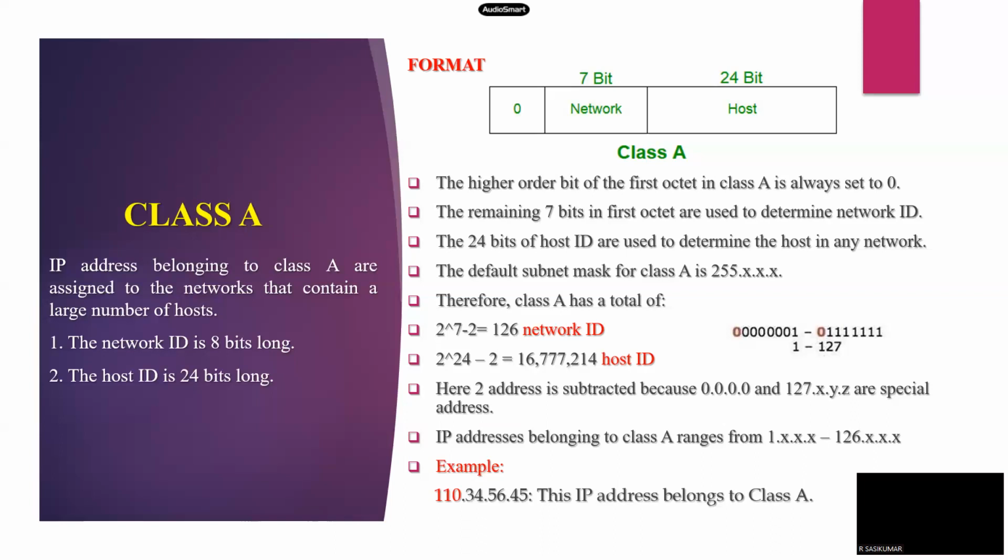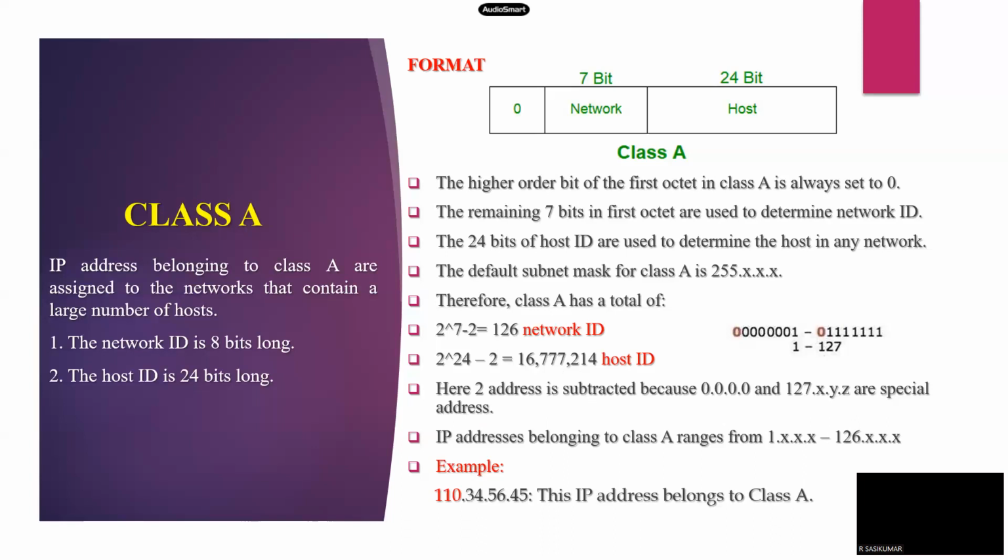So you have to express it as a power of 2: 2 power 24, again minus 2, because the first address and last address are special addresses. So the total number of hosts is 16,777,214. That many hosts are available in each network. So each network contains roughly 16 million hosts. This class A address is mostly used by the topmost MNC companies.